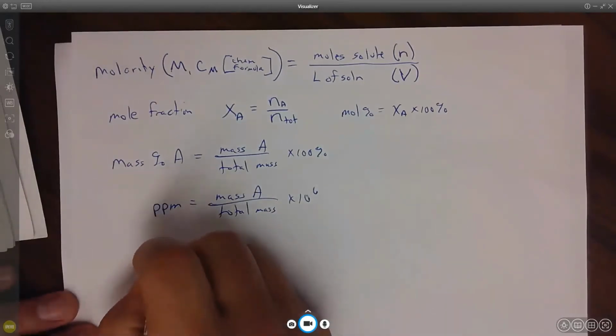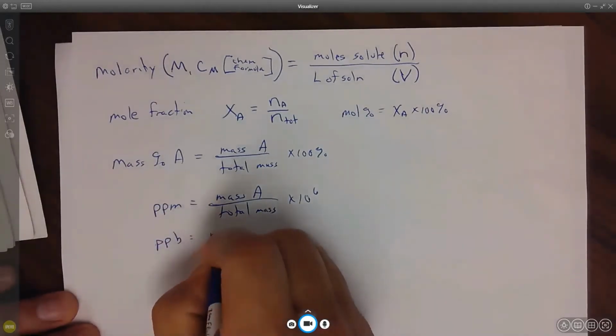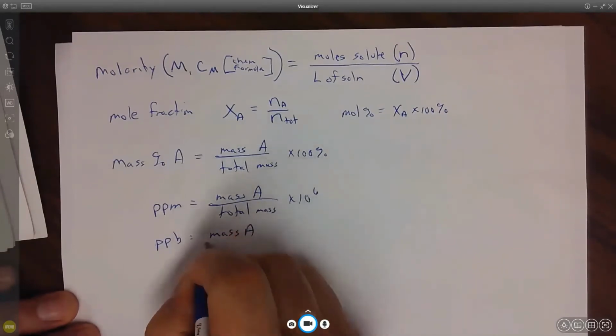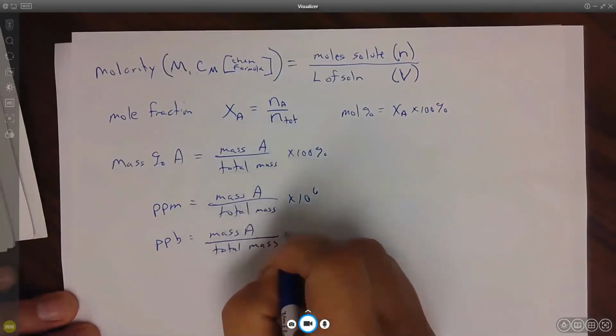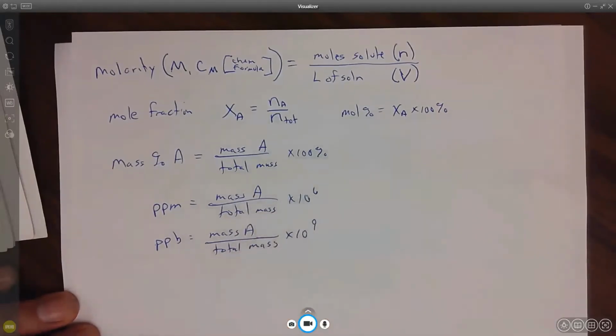And there's parts per billion, which again is the mass of that one component divided by the total mass. And you're simply going to multiply that by 1 billion, 10 to the 9. And there's actually parts per trillion too, which would just be the same thing, but times 10 to the 12. Okay, we're only going to go up to parts per billion.